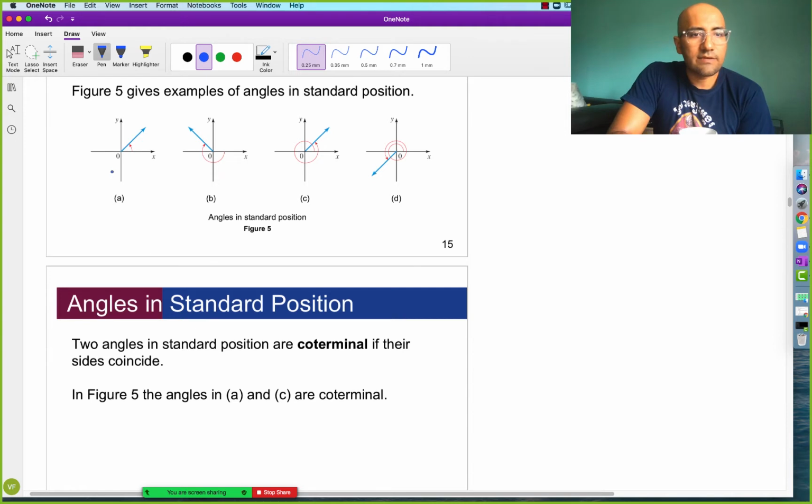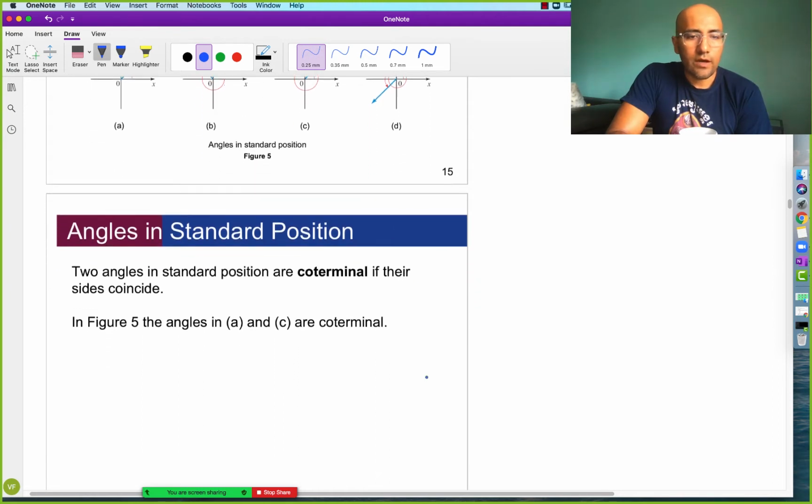So here are lots of examples of what an angle in standard position could look like. In every single case, the initial side of the angle is on the x-axis. Here's an angle that ends up in quadrant 1. Here is an angle that goes in this direction and ends up in quadrant 2. Here is an angle that does a complete rotation around our grid, so in degrees it would go past 360 degrees, a little bit more than that, and ends up in quadrant 1.